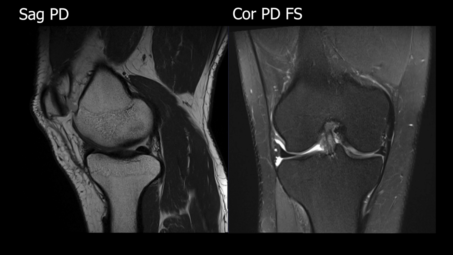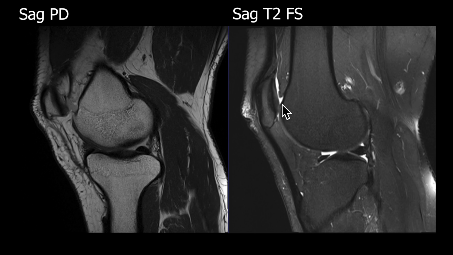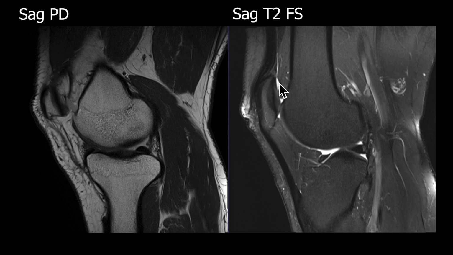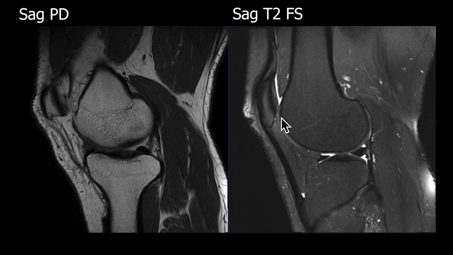The other sequence we utilize is the T2 weighted fat suppressed sequence. And again here you can see that the fat has been nullified, so the bone marrow signal will be dark and fluid signal again will be bright. Although you have similar distinction between the cortex, the bone marrow, cartilage, and joint fluid, the contrast resolution between the different types of tissue is slightly lower than on the proton density sequences.